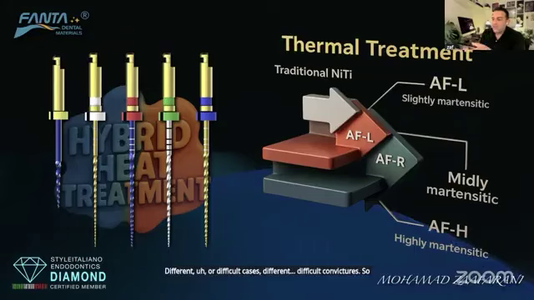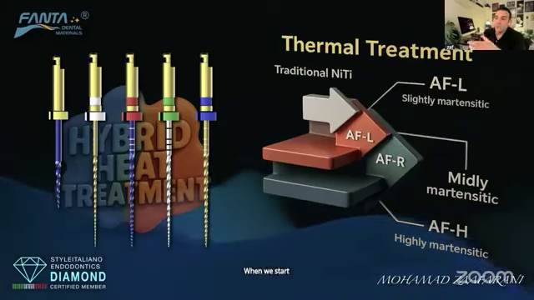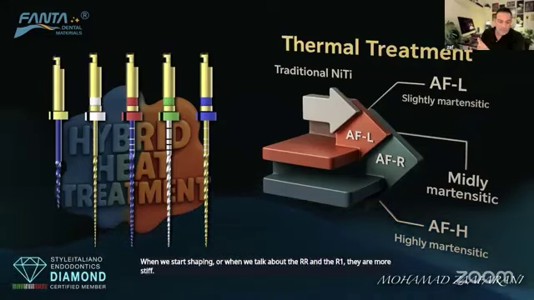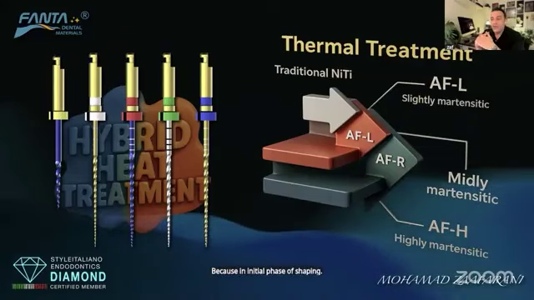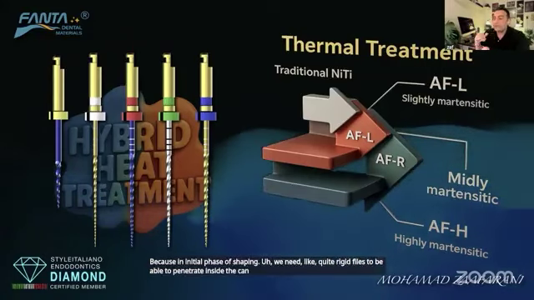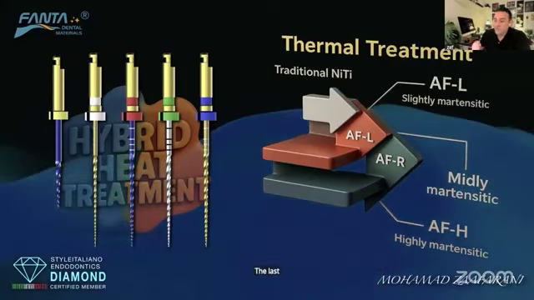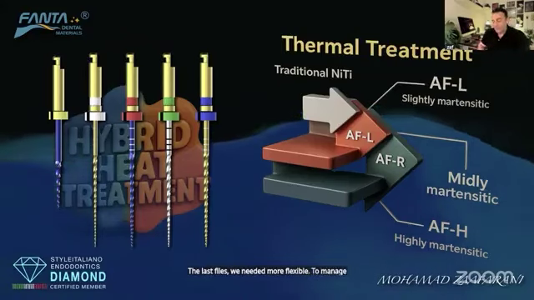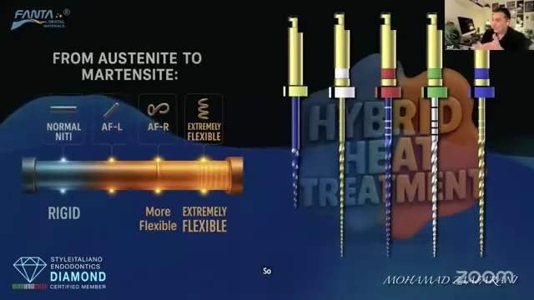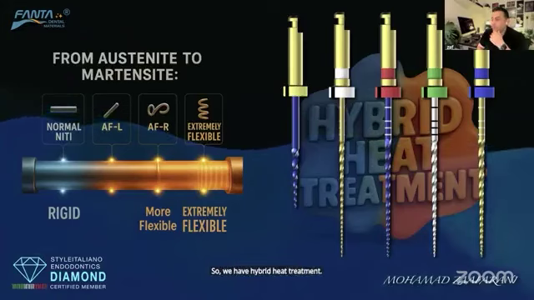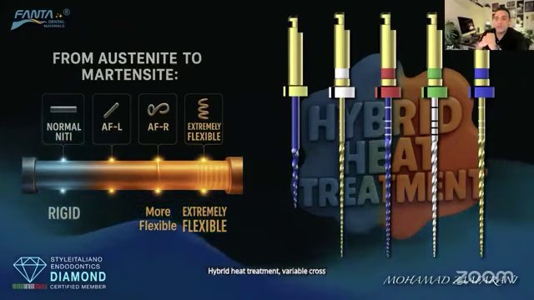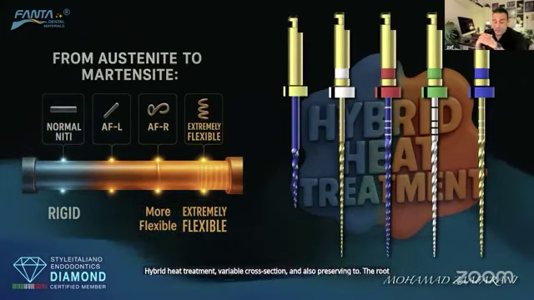So with our files, when we start shaping, or we talk about the RR and the R1, they are more stiff because in the initial phase of shaping, we need quite rigid files to be able to penetrate inside the canal. Going to the last files, we need them more flexible to manage the difficult part of the canal without causing any errors. So we have hybrid heat treatment also with rising. So with rising, we have hybrid heat treatment, variable cross section, and also preservation of the root canal structure.